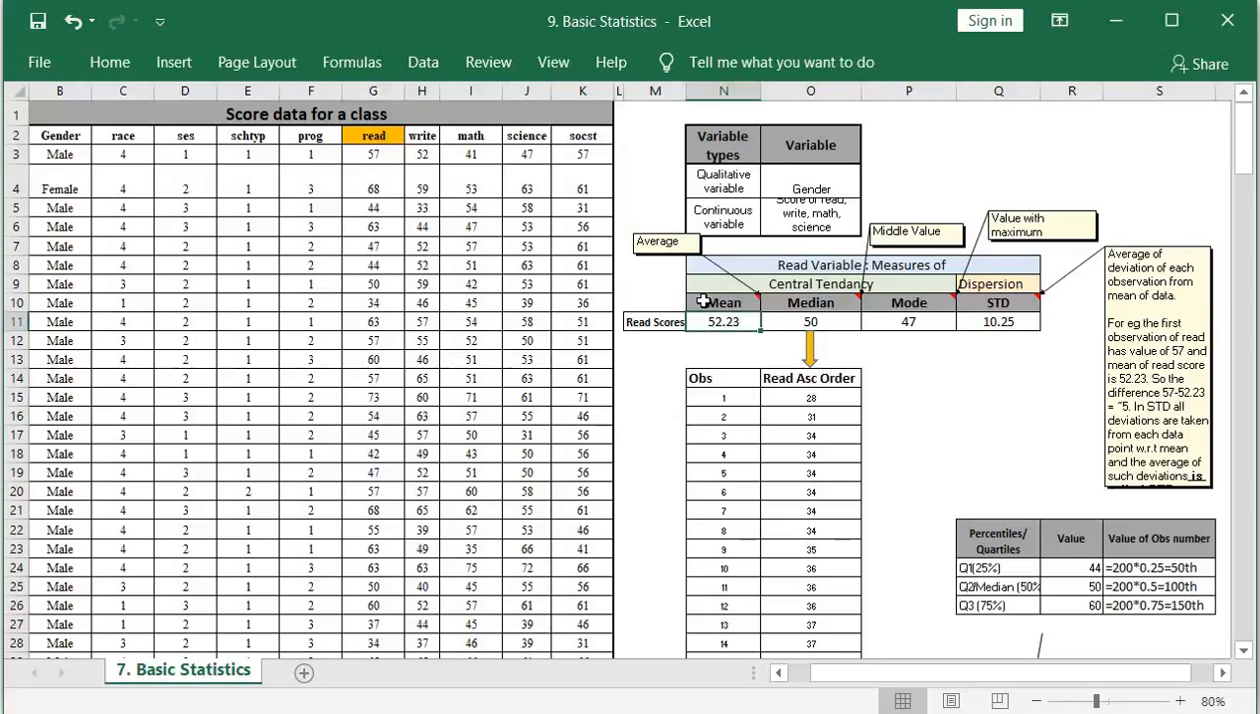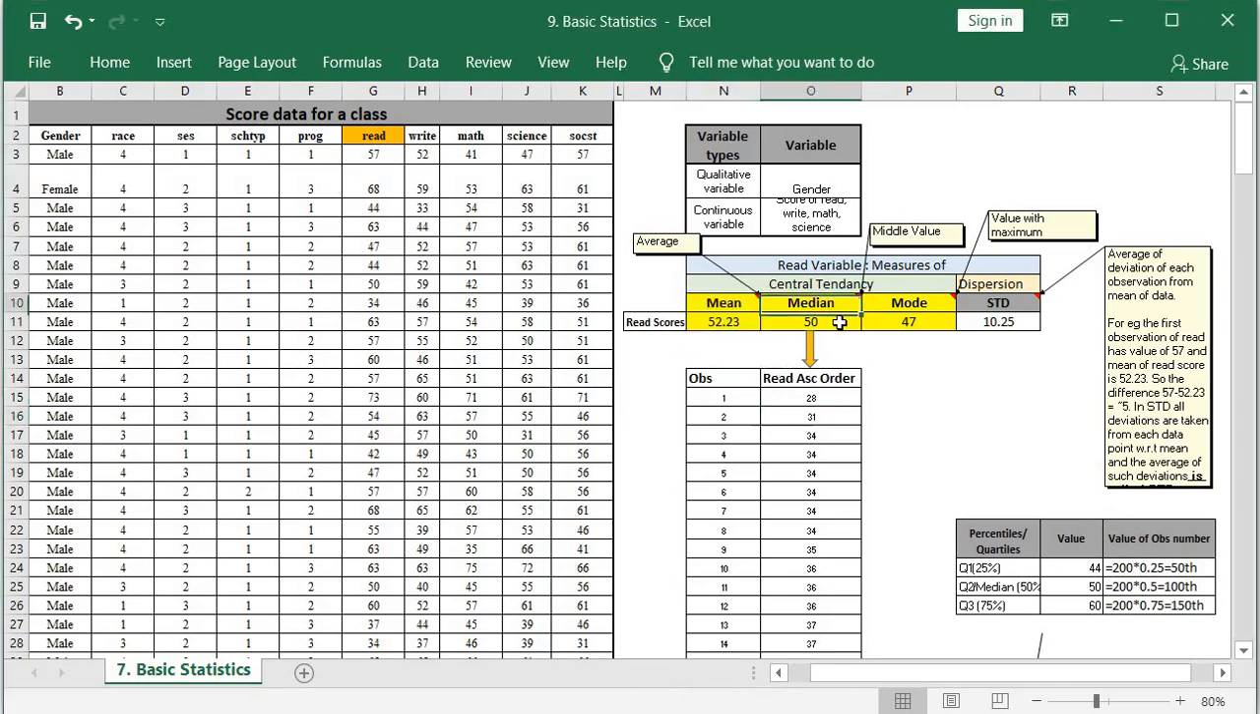We get the mean value, and these are the representations of measures of central tendency in this Excel. The mean comes out to be 52.23 for this entire school. So this is one of the schools for which we have 200 students, and the mean value, the average value of all the students in the read subject in this particular school is 52.23, which means that the average aptitude of students in read subject is 52 in this school. So this is the insight that we can generate from the mean statistic.